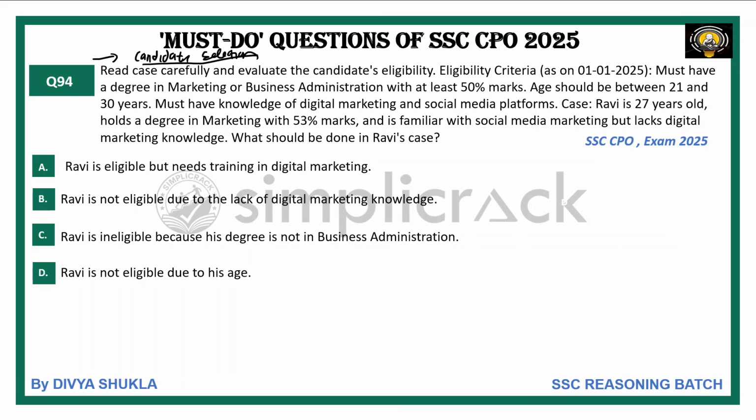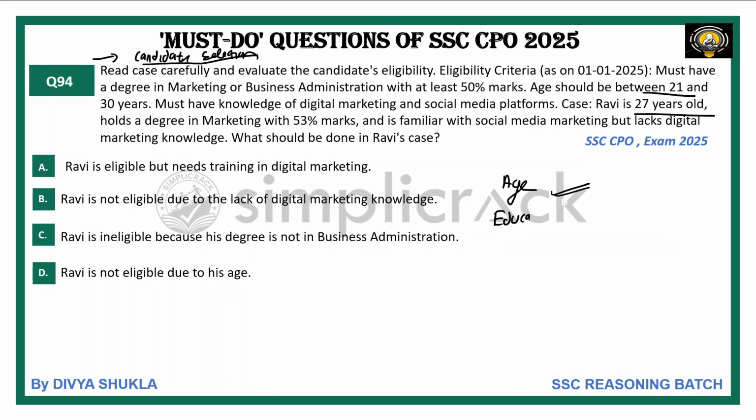Now you are provided with a case. Ravi is 27 years old, holds a degree in marketing with 53% marks, and is familiar with social media marketing but lacks digital marketing. What should be done in Ravi's case? Now understand, let's start one by one. Age. Does Ravi's age fit into the criteria? Age should be between 21 and 30 years, and Ravi is 27 years. So age criteria is fulfilled.